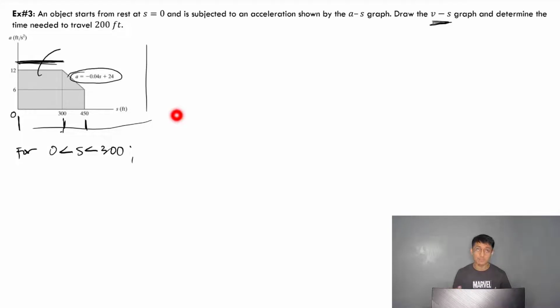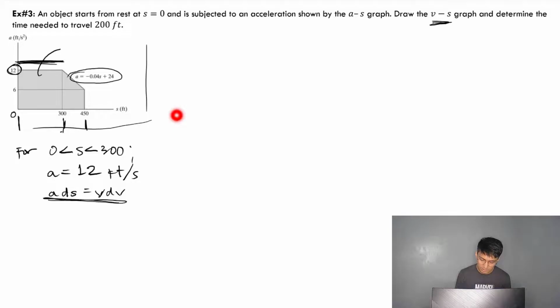Ibig sabihin, may value na siya agad, exact value. Ito yun, yung 12. So, acceleration is already equal to 12. May value na agad yung ating acceleration, at yung acceleration na yan, yan yung gagamitin natin to solve for the velocity. How can we solve for the velocity given an acceleration? Again, we have the formula: A ds is equal to V dv. Kapag nasa VS sa AS graph na tayo, dito na tayo ikot.